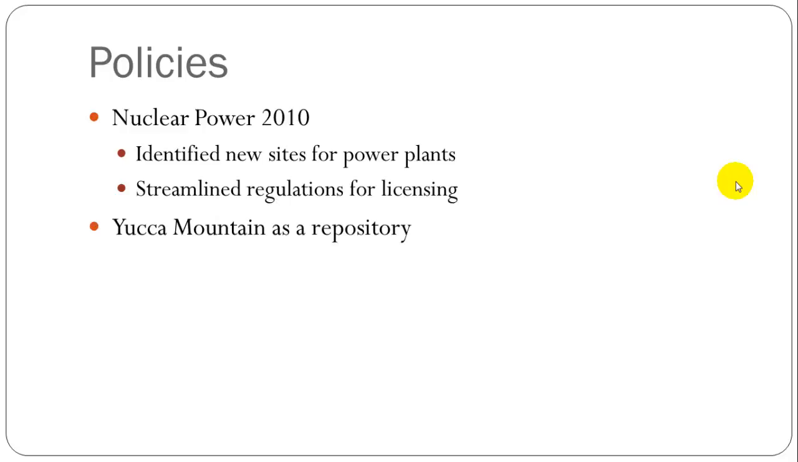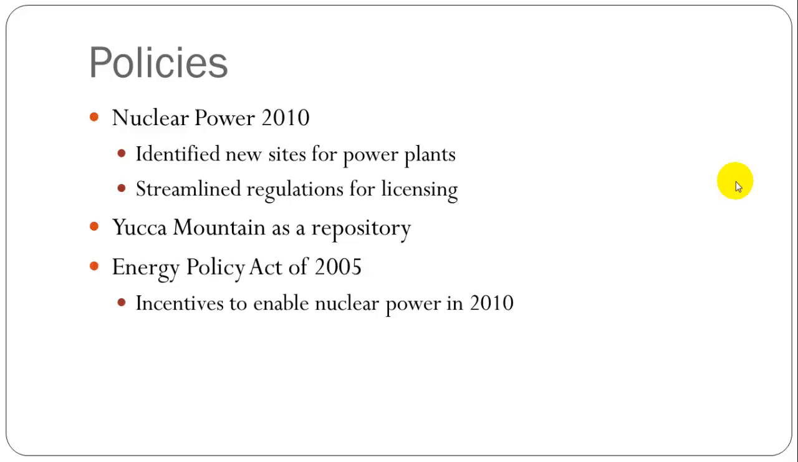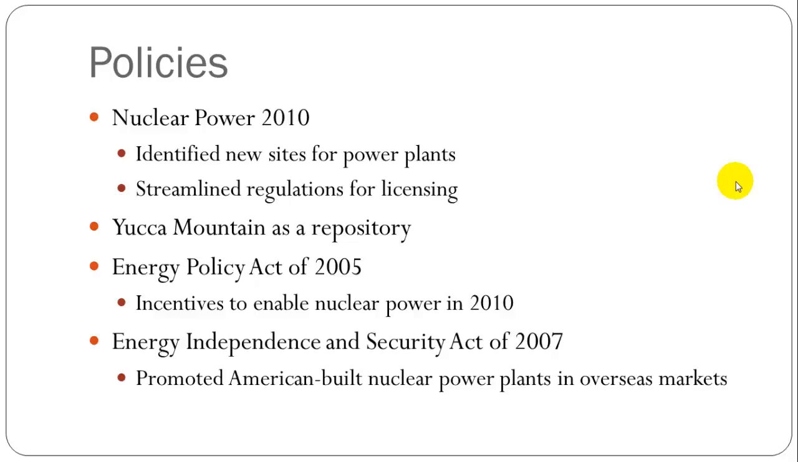I think there were a couple, again, power plants which were designed or proposed to be constructed. Yucca Mountain was identified as a repository for nuclear waste. An Energy Policy Act of 2005, again, we're giving incentives to more nuclear power. And in 2007, an Energy Independence and Security Act promoted the American-built nuclear power plants in overseas markets.